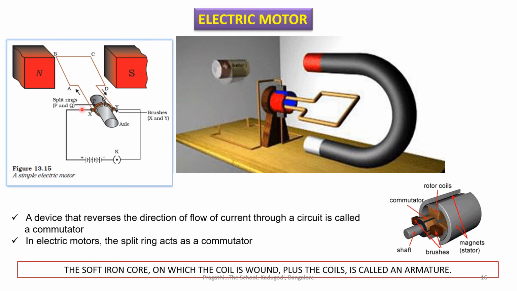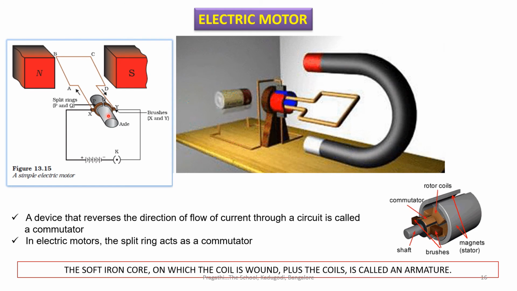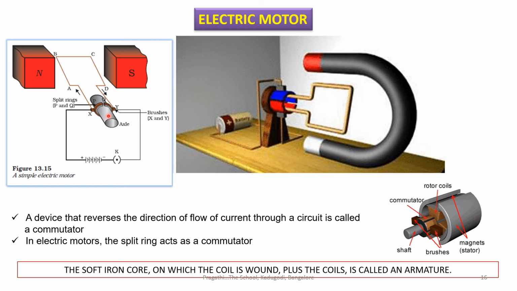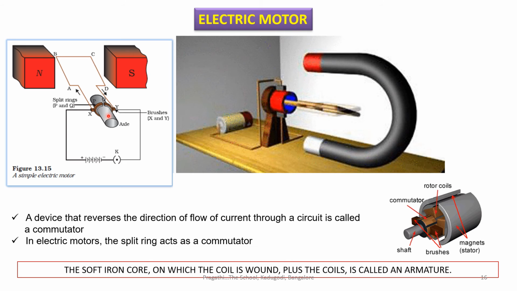Okay, and the wire is connected to the split ring, the positive side, and this is connected to the negative side. And what are these brushes? When this axle rotates, the split ring also rubs and wears out because of friction and heat. So that's why the carbon brushes are given. The other function of carbon brushes is that they act as a lubrication part, and also carbon is a good conductor of electricity.